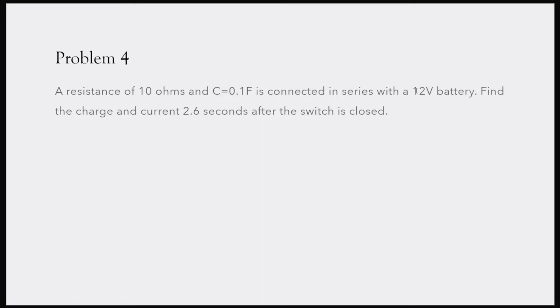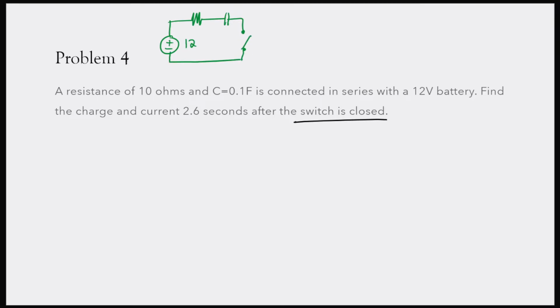A resistance of 10 ohms and capacitance of 0.1 farads is connected in series with a 12 volts battery. Find the charge and the current 2.6 seconds after the switch is closed. So we have a condition after the switch is closed. Let's visualize first our circuit. It is connected to our voltage source of 12 volts. This is our resistance, this is our capacitance, and this is our switch.